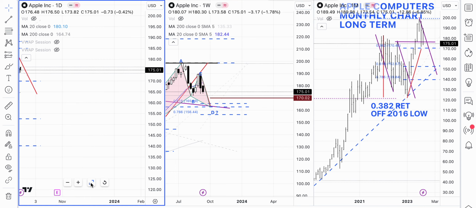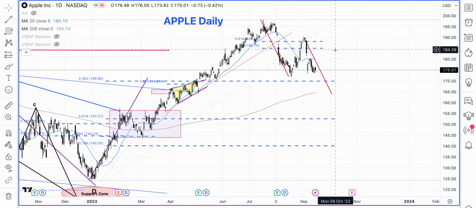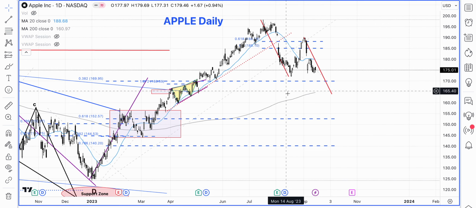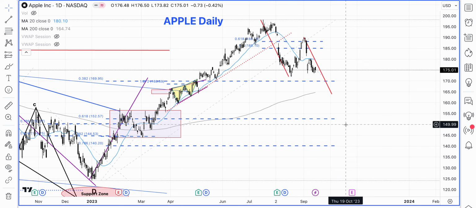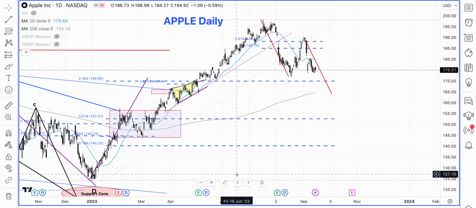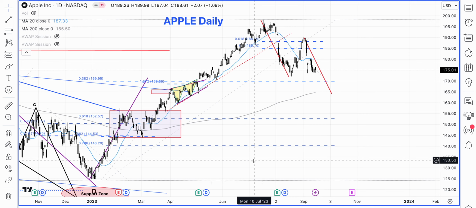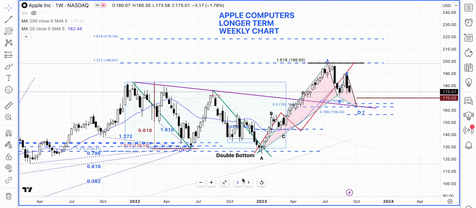Let's also take a look at the daily chart, a similar kind of picture, but of course the daily chart is a little bit shorter term. We do have the 200-day moving average coming around $165 per share level. So again, these are the zone between $170 to $160 per share level that we are watching. Let's move on to Tesla.